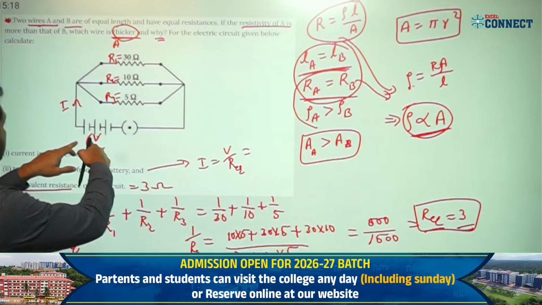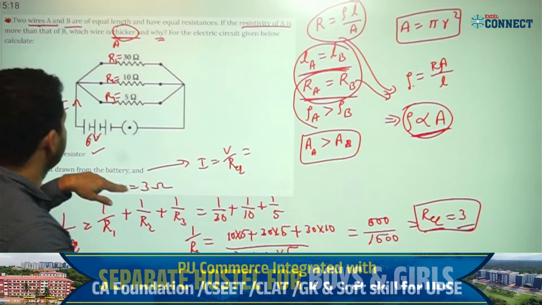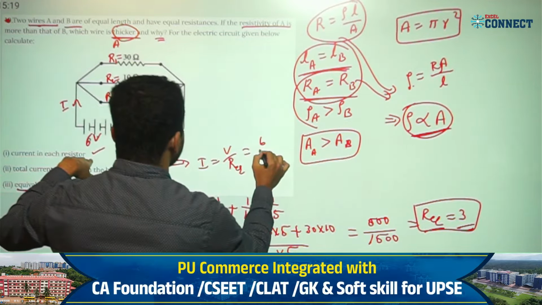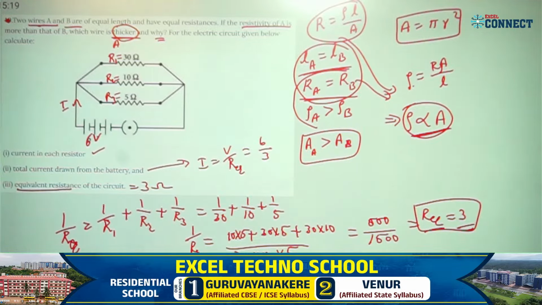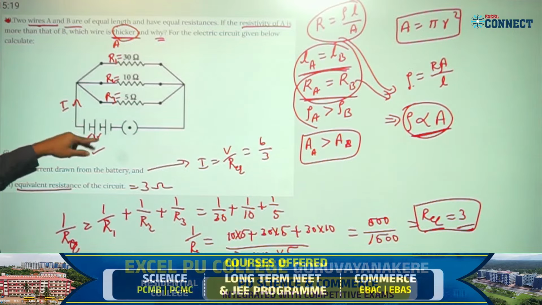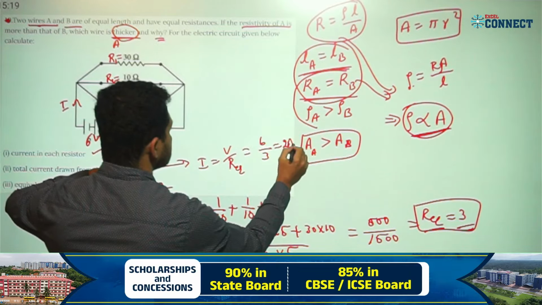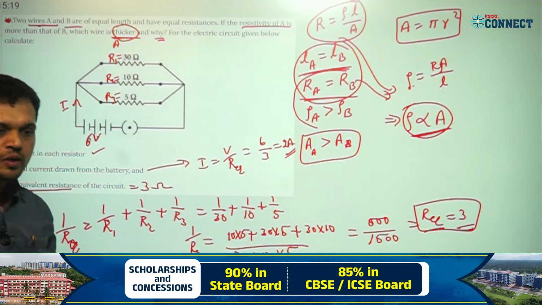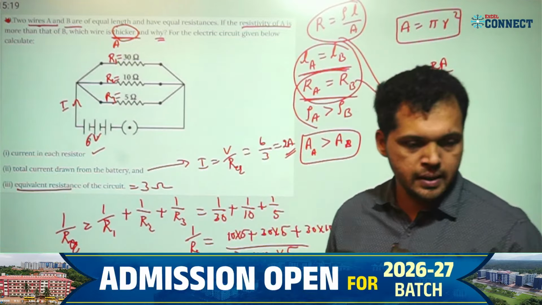6 is there. 6 by 3. Is it clear? I is equal to V by R. 6 by 3 is 2 ampere we get. 2 ampere. Someone got 0.3. How is it? So 0.3?